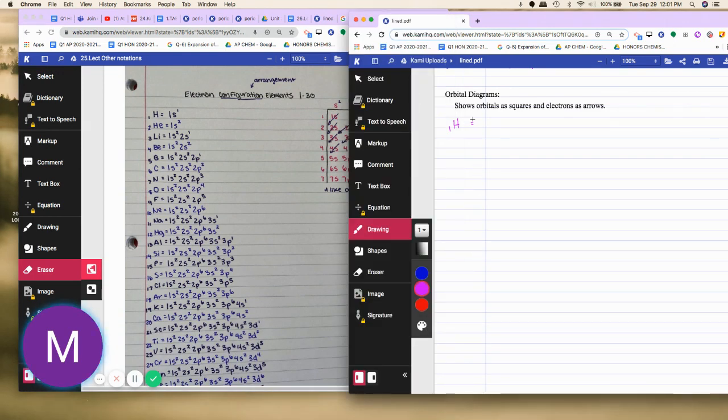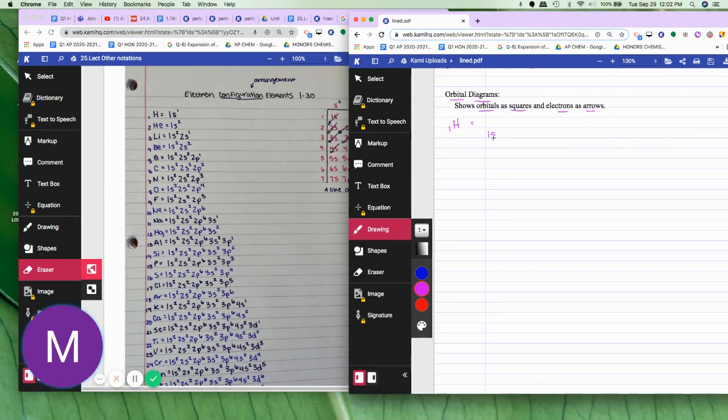The next notation I'm going to show you is called orbital diagrams. So as you can see, it's showing the orbitals, and it's a diagram or a picture or a notation. A notation means a different way of writing. So in this notation, I show orbitals as squares and electrons as arrows. So for example, the configuration for hydrogen 1 is 1s1, right? So the orbital diagram is a square and an arrow pointing up for that one electron.